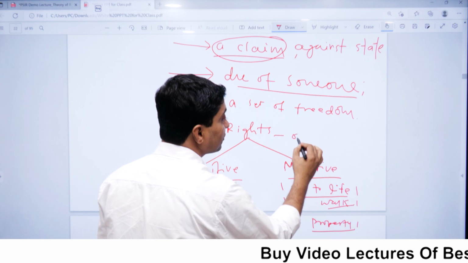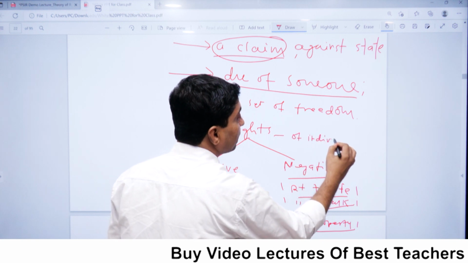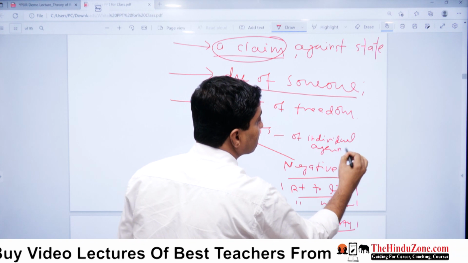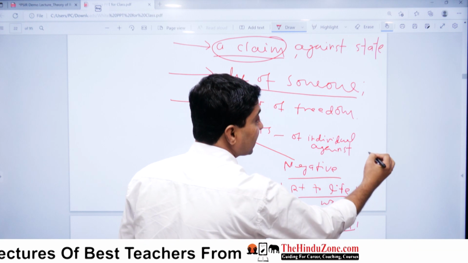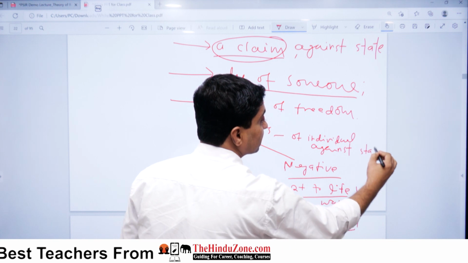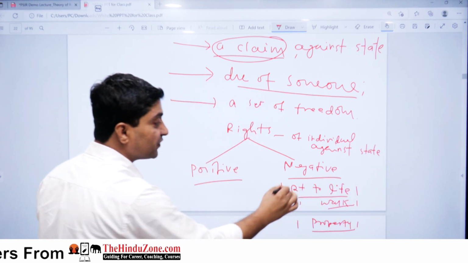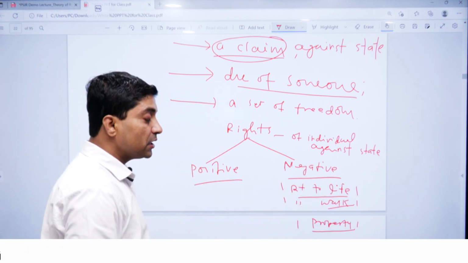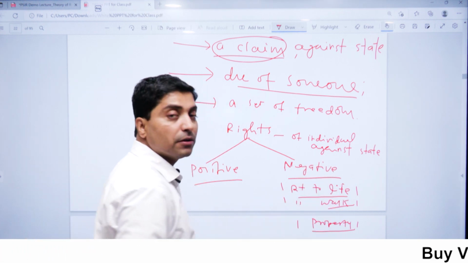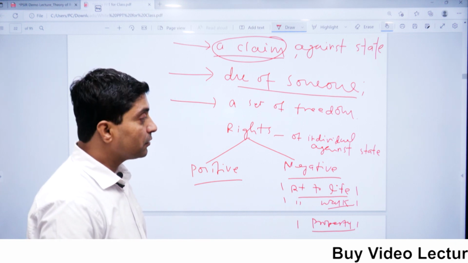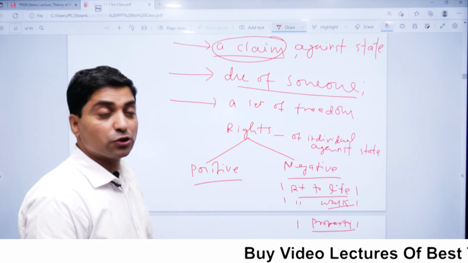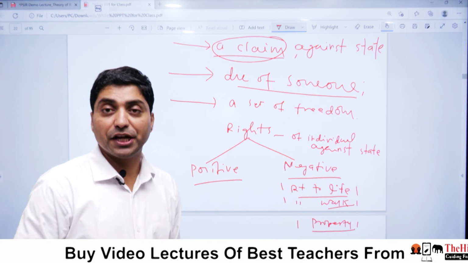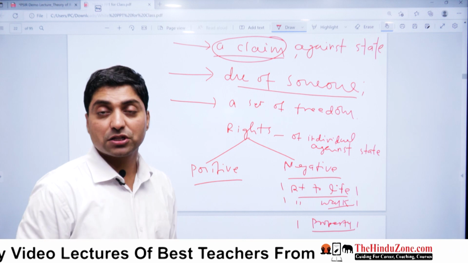rights of individual against state, society, whatever. A state cannot intervene in right to life. A state cannot intervene in right to walk. A state cannot intervene in right to property. And a state has obligation to protect all these rights. It is good for the individual and it is good for society.